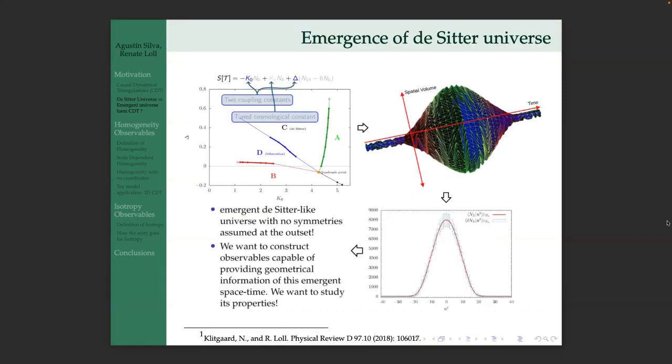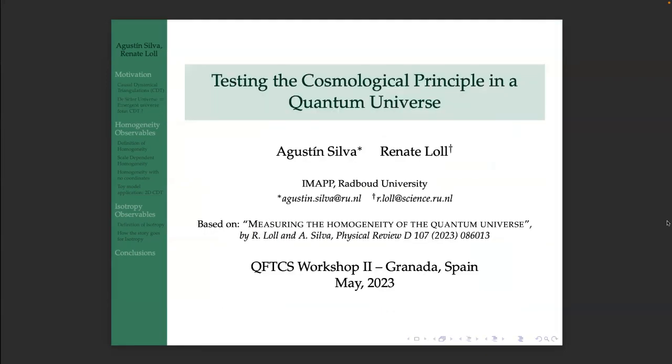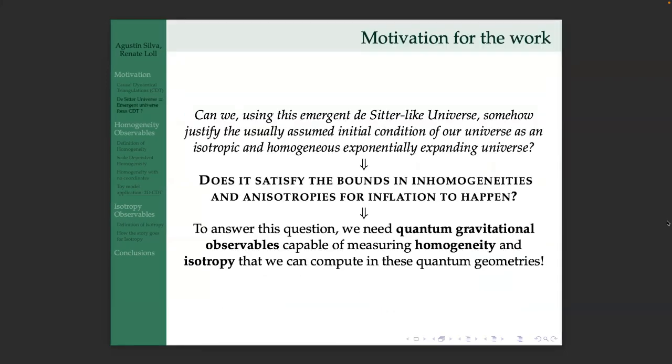We want to construct observables capable of testing the symmetries of this emergent spacetime. We want to study its properties. Why? Because we would like to use this emergent de Sitter-like universe to somehow justify the usual assumed initial condition of the universe as an isotropic and homogeneous exponentially expanding universe. And this raises a natural question: does this emergent universe satisfy the bounds on inhomogeneities and anisotropies for inflation to happen?